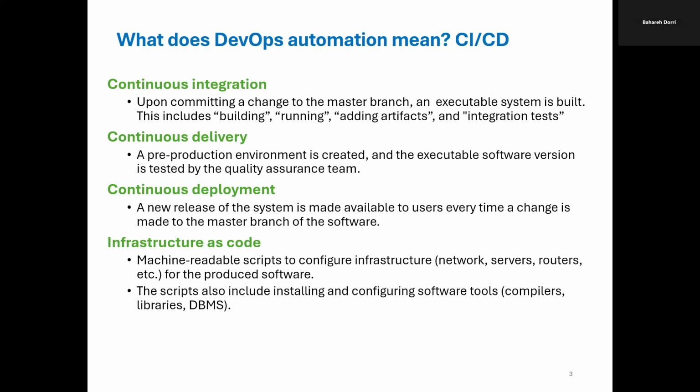If we take it one step further, we reach continuous deployment. This is when every successful change that passes testing is automatically released to users. There is no waiting for a manual deployment or a scheduled release. It just goes live. This model is fast and efficient, but it depends on having strong testing and rollback systems in place. And finally, we have infrastructure as code.